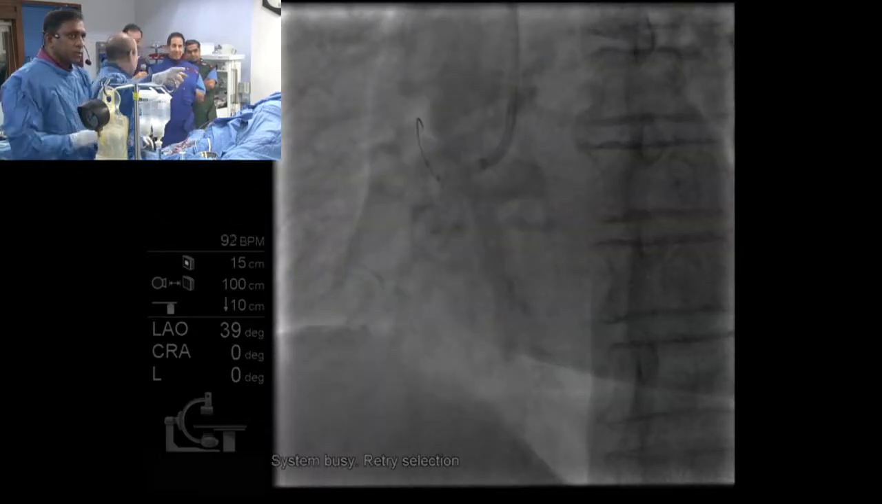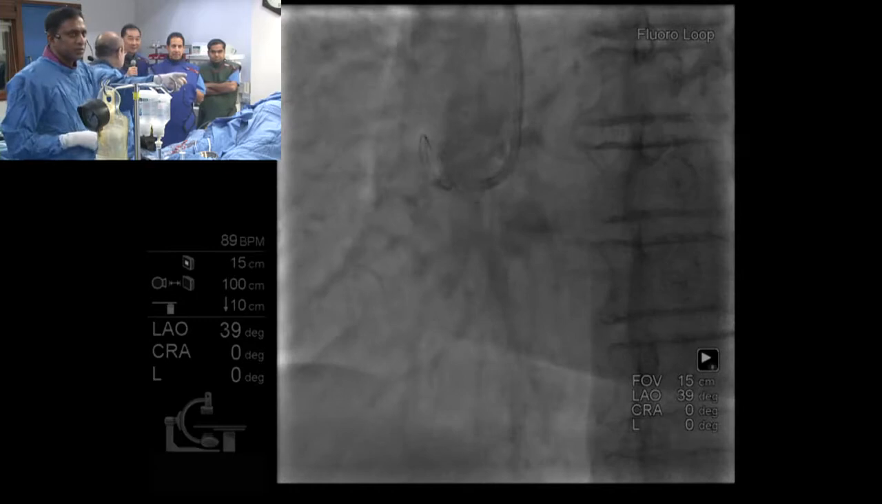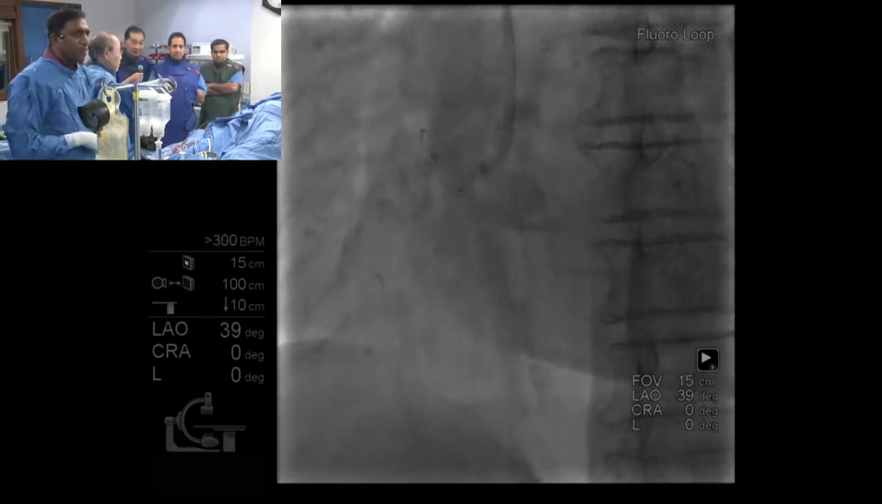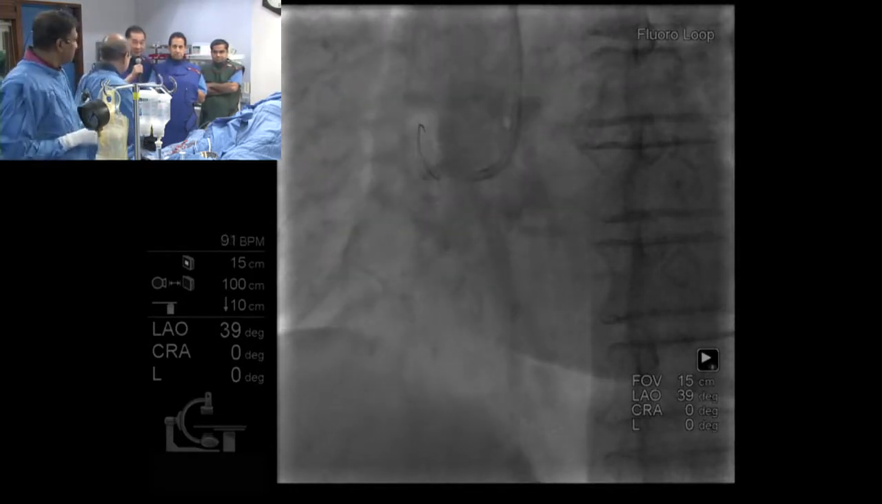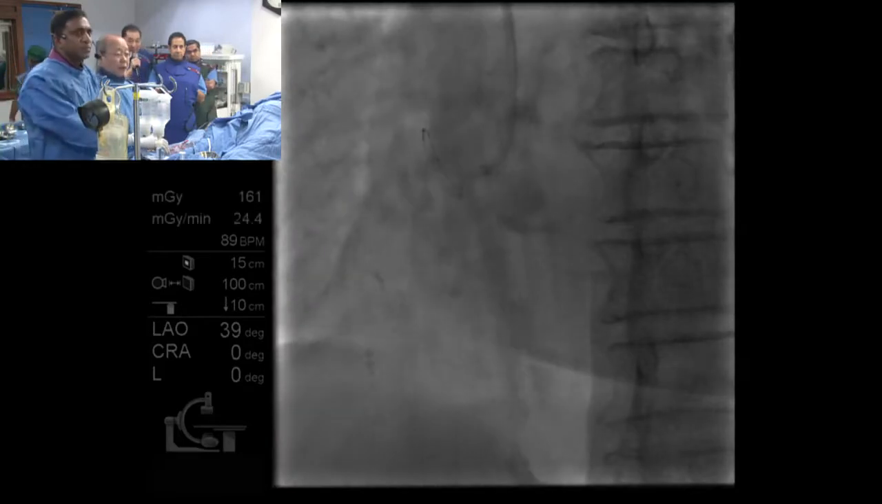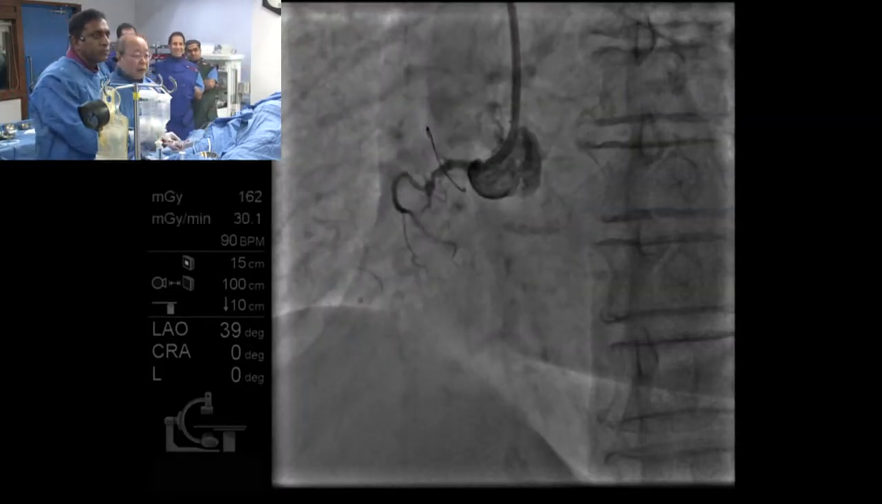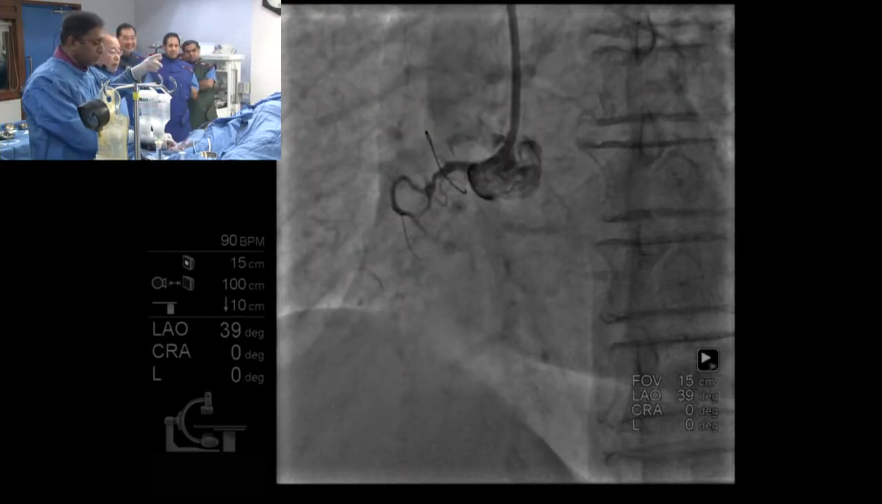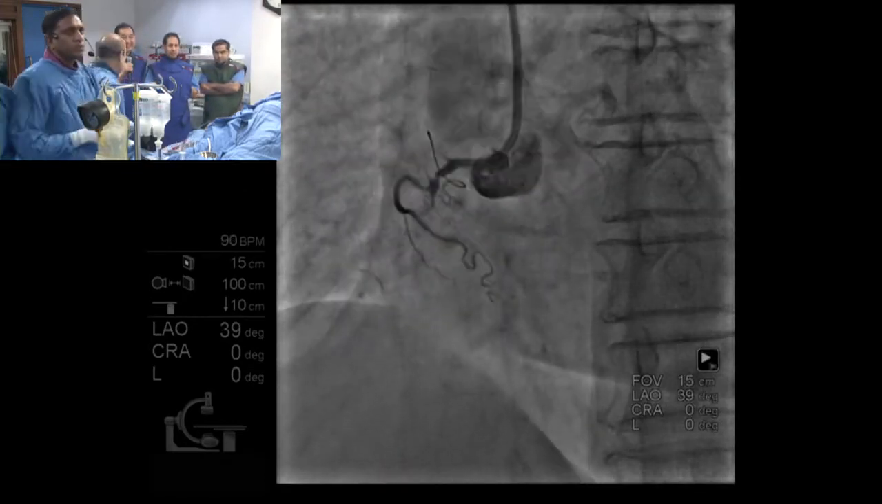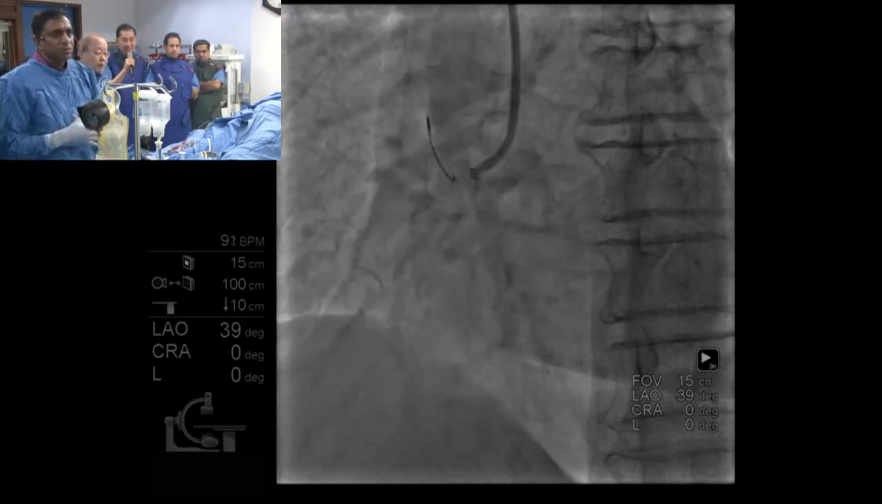Look at the pressure. So much difference. How do you do that? Just remove it. Now the guiding is not engaged, because you have the anchor balloon there now, right?